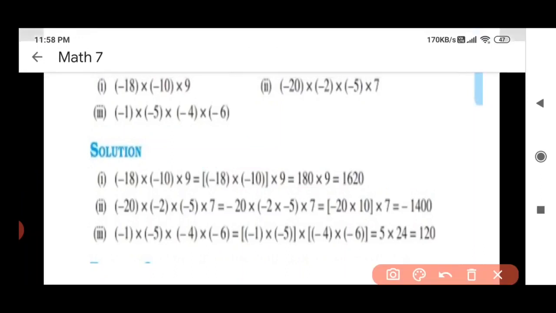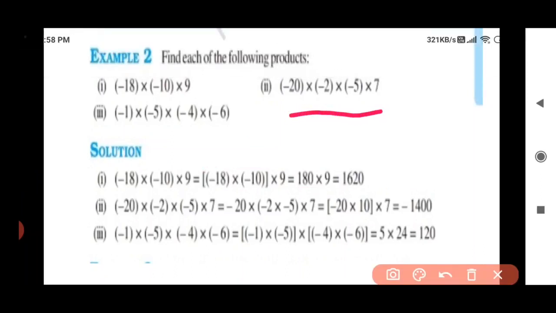For the second case, minus 20, minus 2, minus 5, into 7. Solution. Minus 20 into minus 2 into minus 5 into 7. Multiply the negative integers first. Minus 2 into minus 5 is plus 10. Minus 20 into 10 is minus 200. Minus 200 into 7, minus 1400.